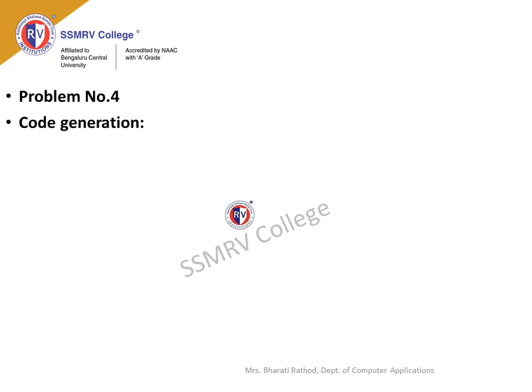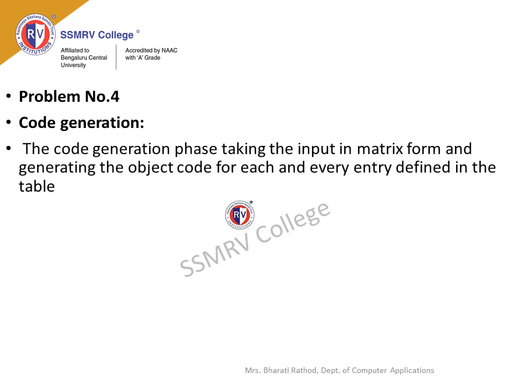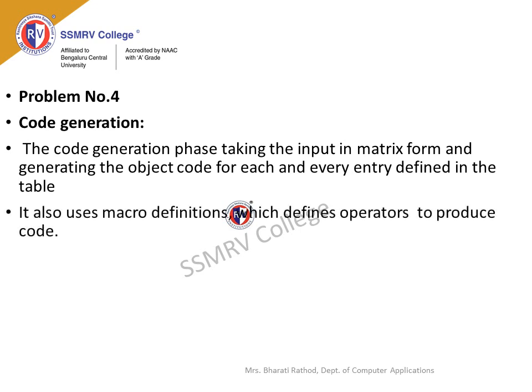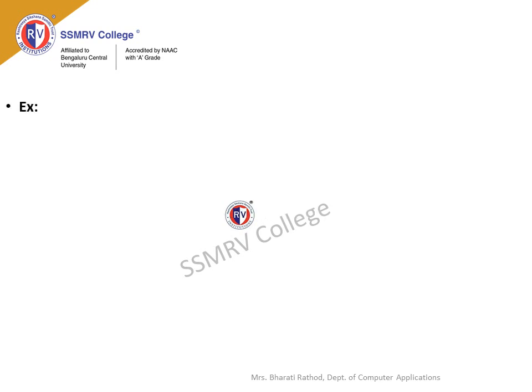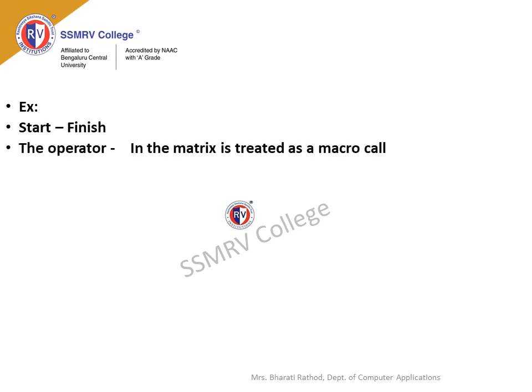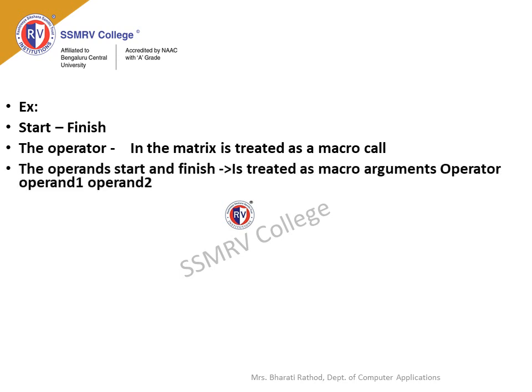Problem 4, code generation. The code generation phase takes the input in matrix form and generates the object code for each and every entry defined in the table. It also uses macro definitions which define operators to produce code. We have one example, start minus finish. In the above statement, the operator minus in the matrix is treated as a macro call. The operands start and finish are treated as macro arguments.